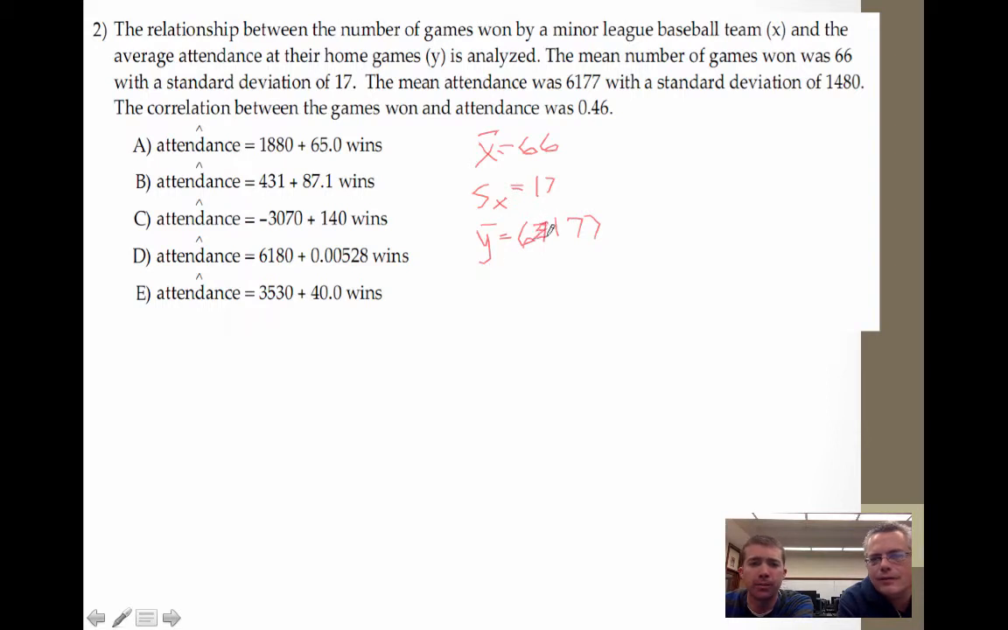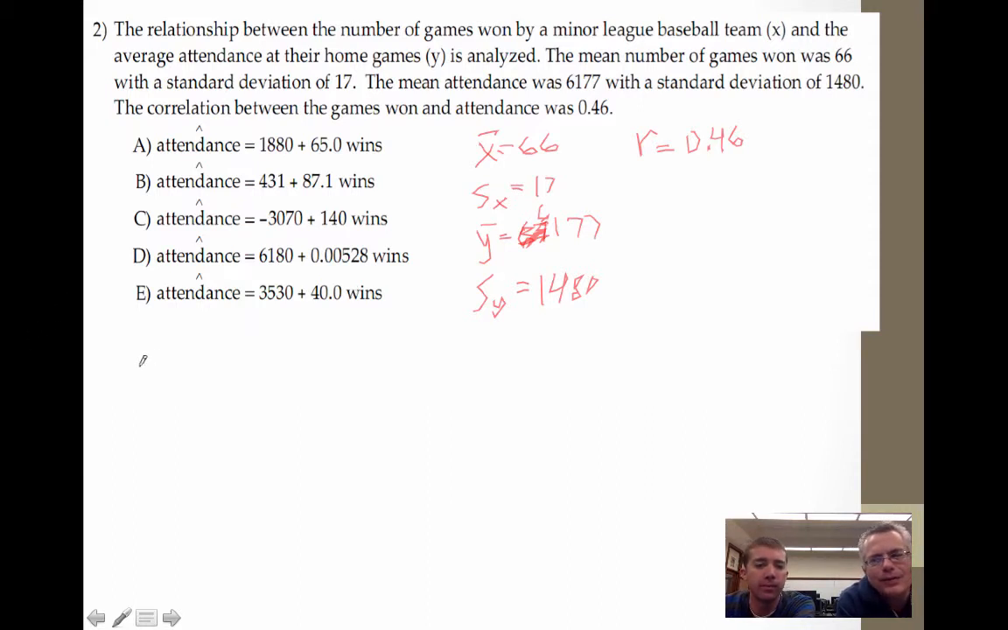Oops. There's no 7 there. Sorry. That's just 6177. Okay, standard deviation, sorry, 1480. Good. And R is 0.46. Kind of a weak pattern, right? Yes. Okay. A little stronger than the last one, but still kind of weak. Okay. So we'll take the shortcut. If we can solve it by just finding B, we will. Yeah. So that's kind of nice. All of the slopes are different. So if we find the slope, we're good.